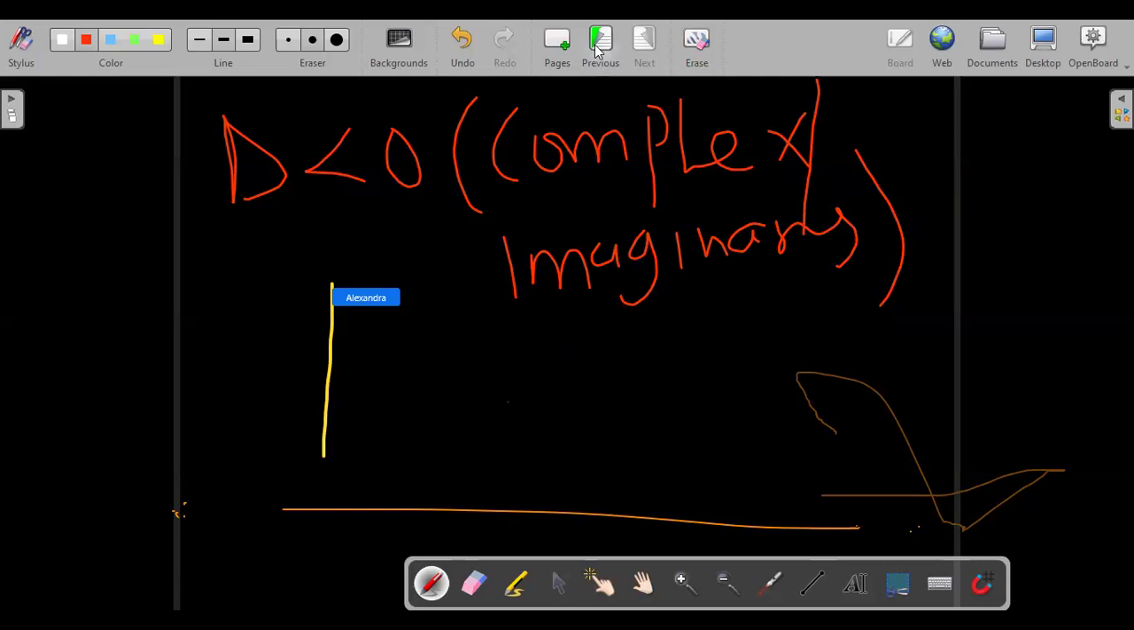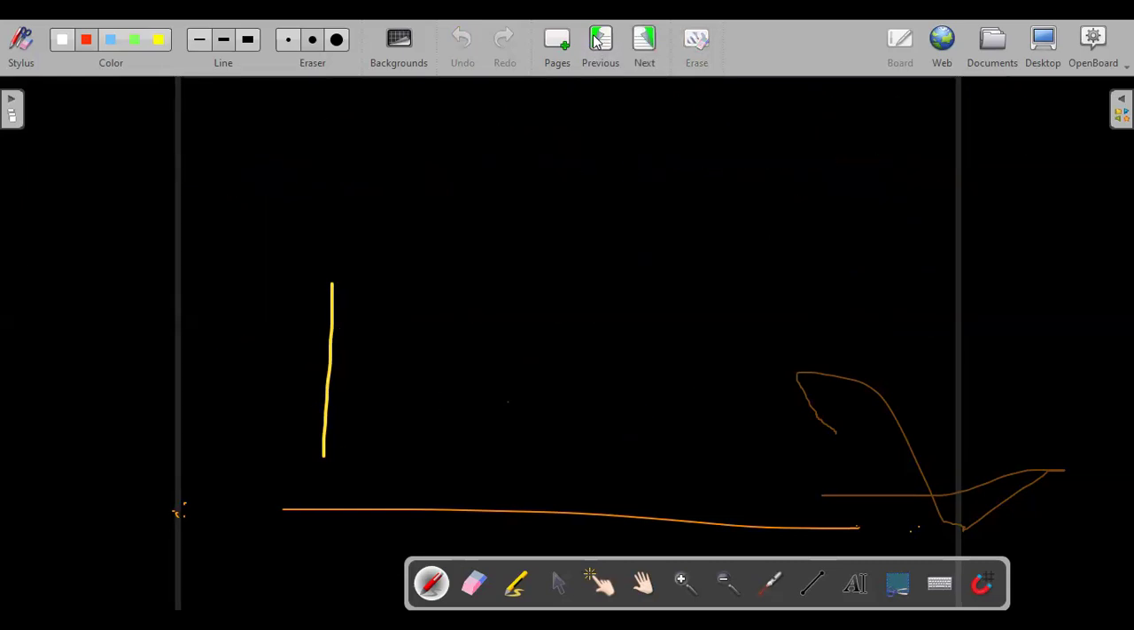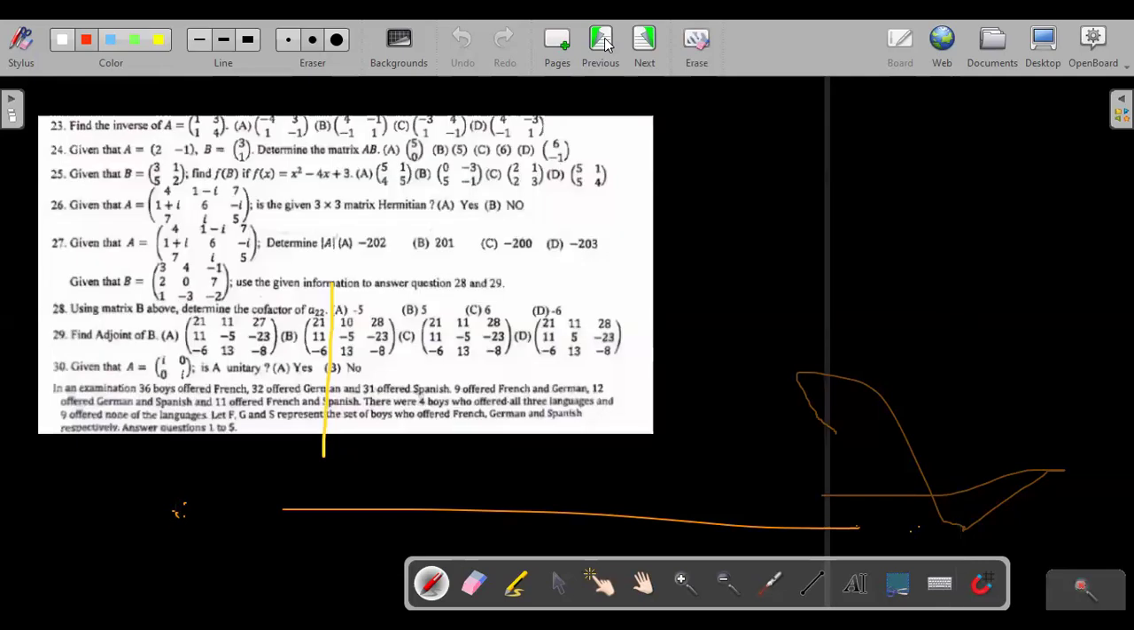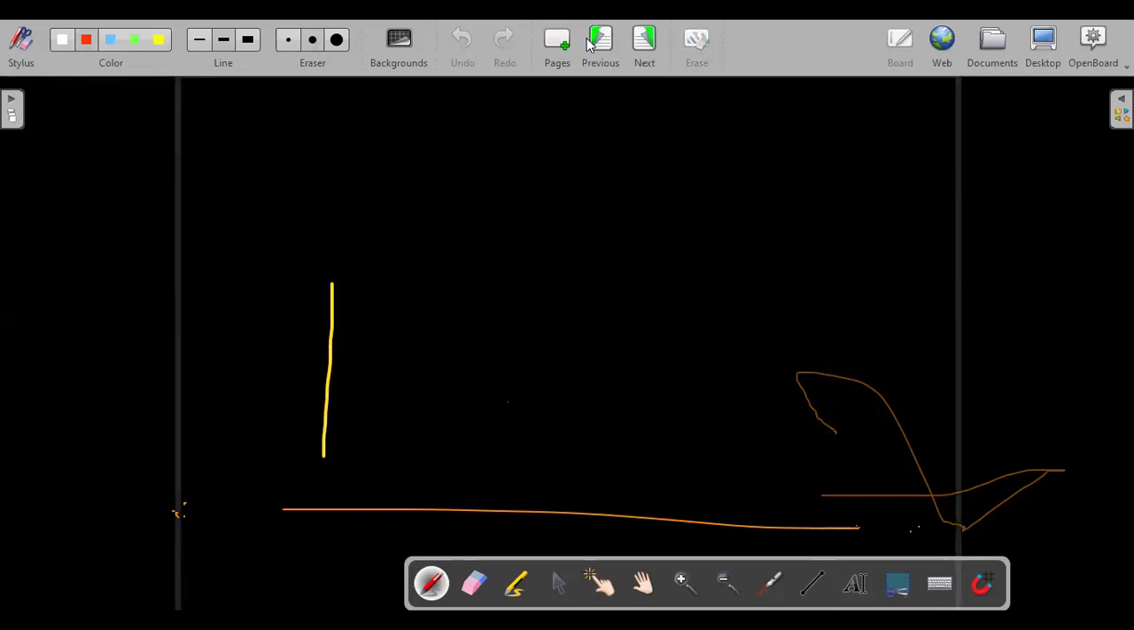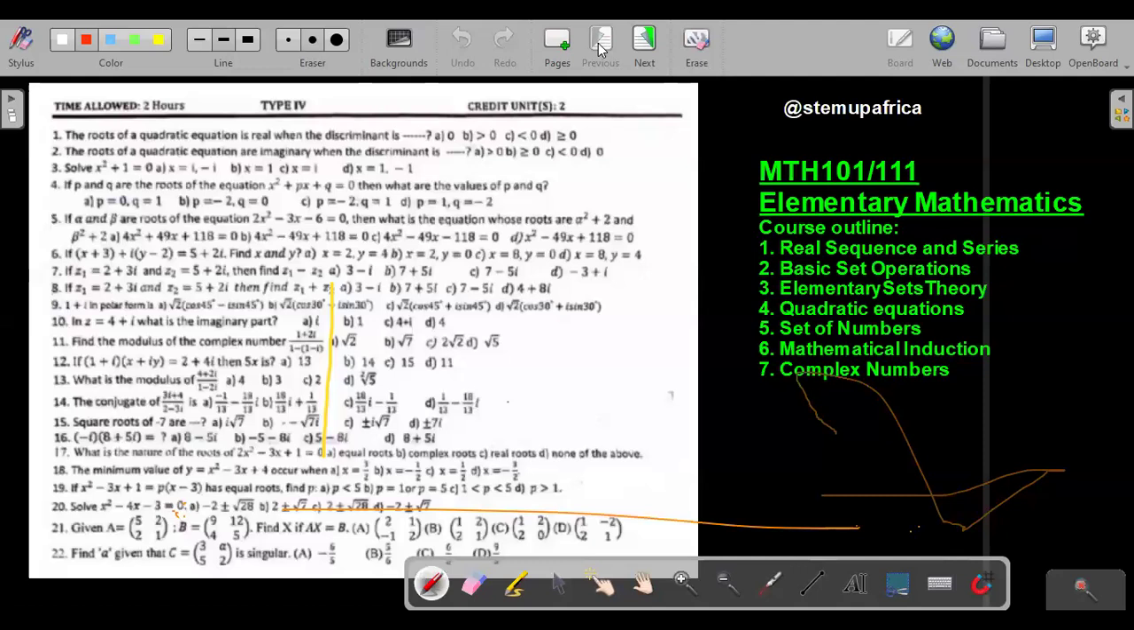So if you go back to the question, you will notice that question 1 says the roots of a quadratic equation are real. We're talking about real roots now. Where the discriminant is what? You can see the option is B, where the discriminant is greater than 0. So that's the concept of applying discriminants when you are dealing with real roots, imaginary roots, or equal roots. That is the answer to that.